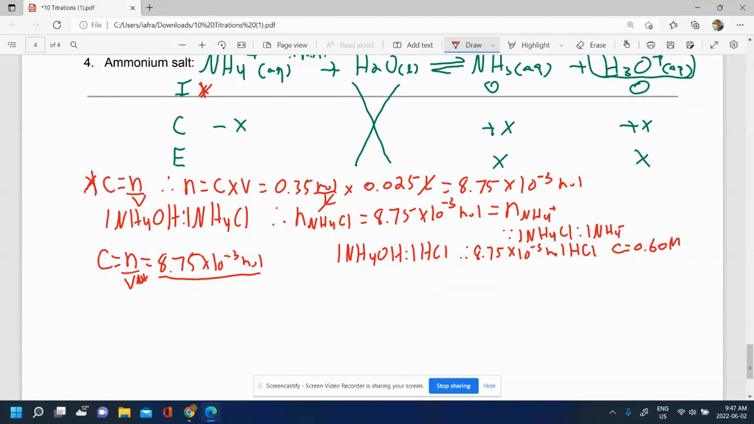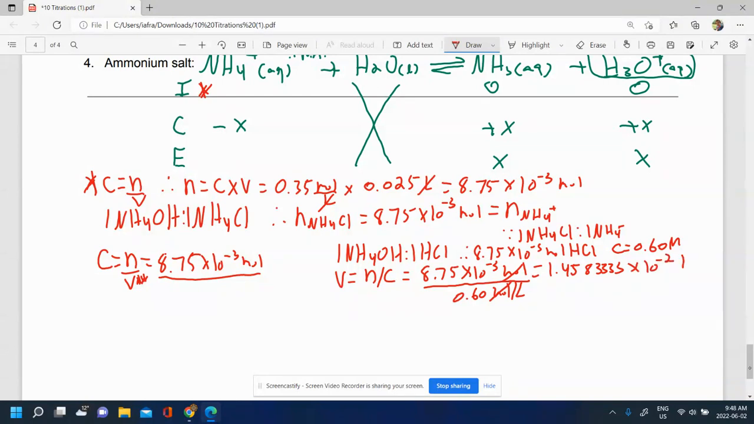So we know that V is going to be equal to n over C, because we want to isolate for V. So that's going to be 8.75 times 10 to the power of negative 3 moles over the concentration, which is 0.60 moles per liter. Cancel out moles, and you're left with volume. So divided by 0.6, I get 1.458333 times 10 to the power of negative 2 liters.